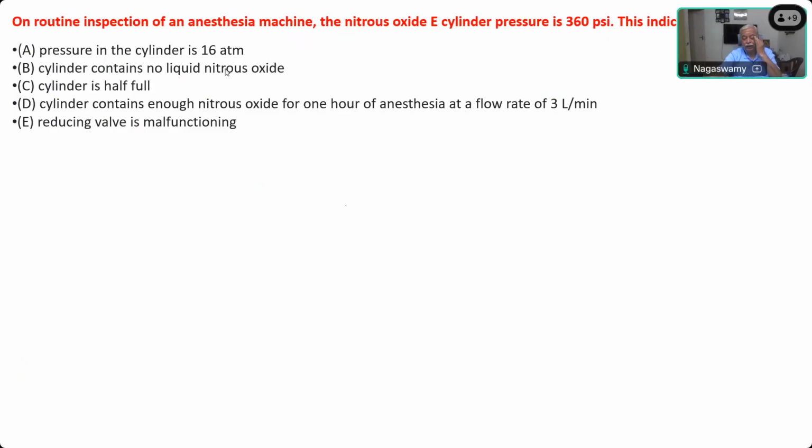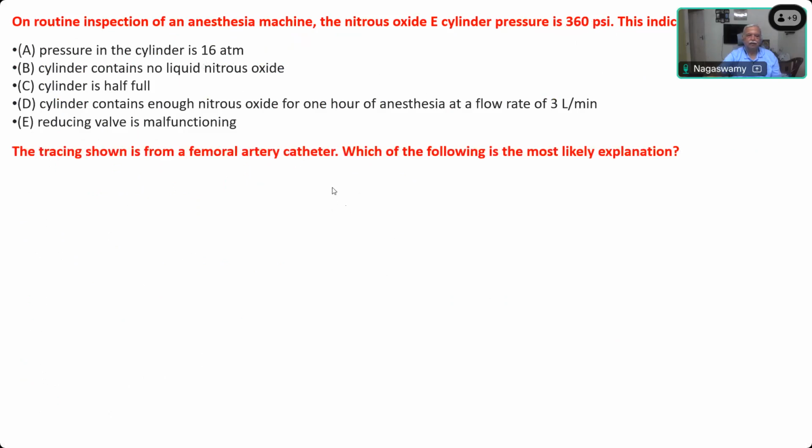Does the pressure coincide like Boyle's law as for oxygen? No, sir. What is the normal pressure in a full cylinder of nitrous oxide? 750. 750 psi. Okay, when it starts dropping, what does it mean? Cylinder is getting discharged. There is no liquid nitrous oxide left. Everything has become a vapor now. Okay, so the B is the correct answer.